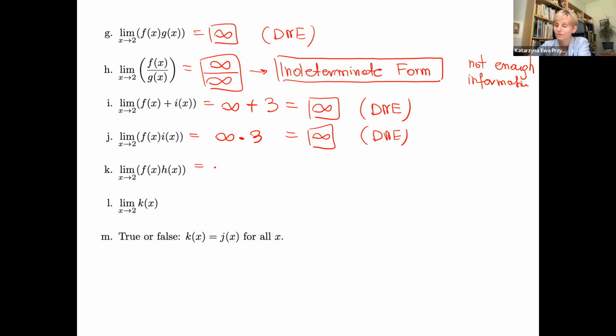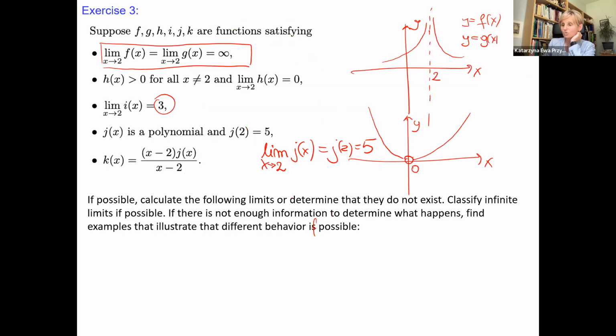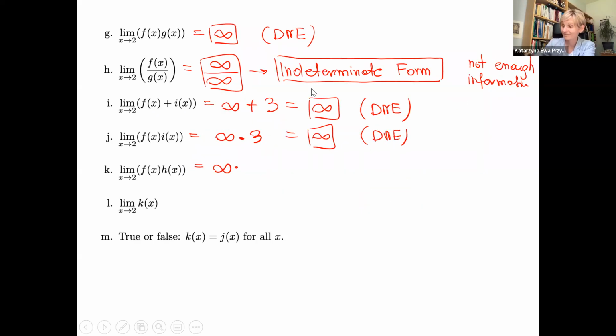This one is f of x, infinity, times h of x. What was h of x? Oh, it's the same thing? No, h, wait. Okay, h is 0. As x approaches 2, the limit of h of x is 0. Okay, another indeterminate form.